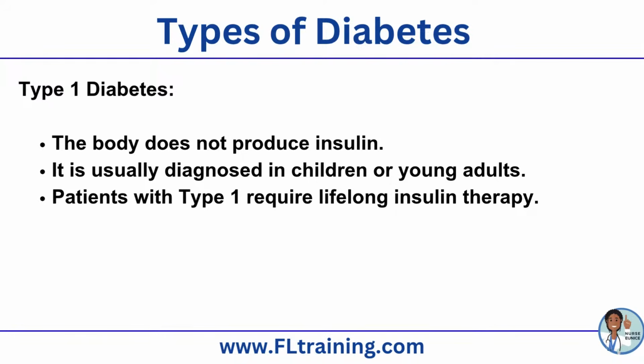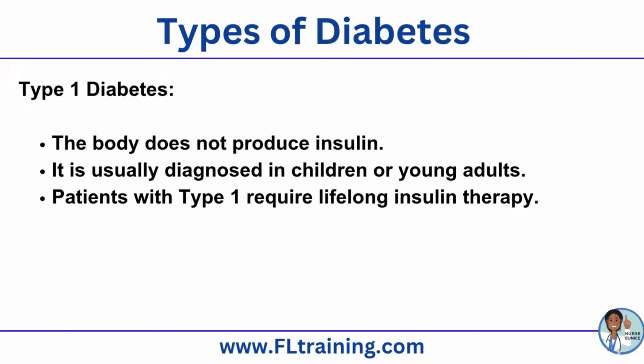Let's cover the types of diabetes. So, type 1 is in which the body does not produce insulin at all, or it doesn't produce a sufficient amount. It is usually diagnosed in children or young adults. Patients with type 1 diabetes require lifelong insulin therapy.